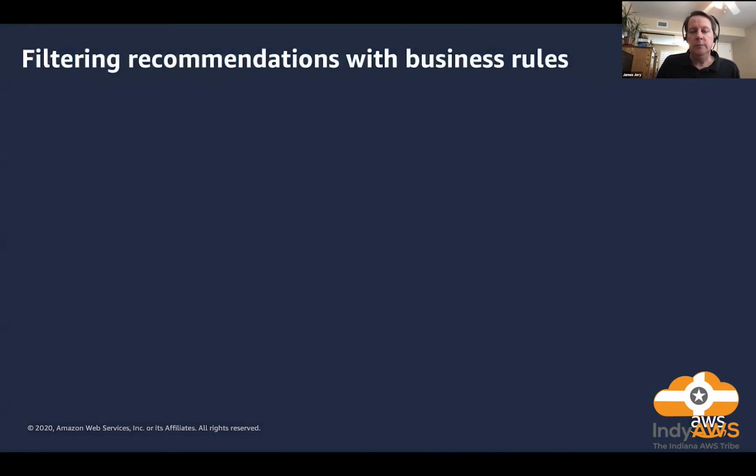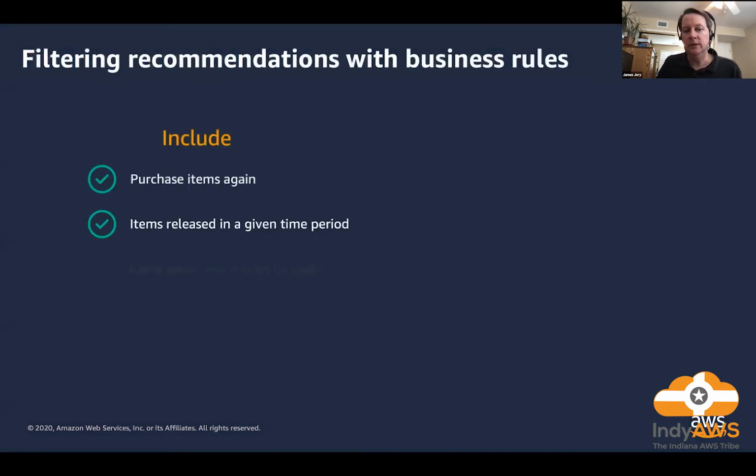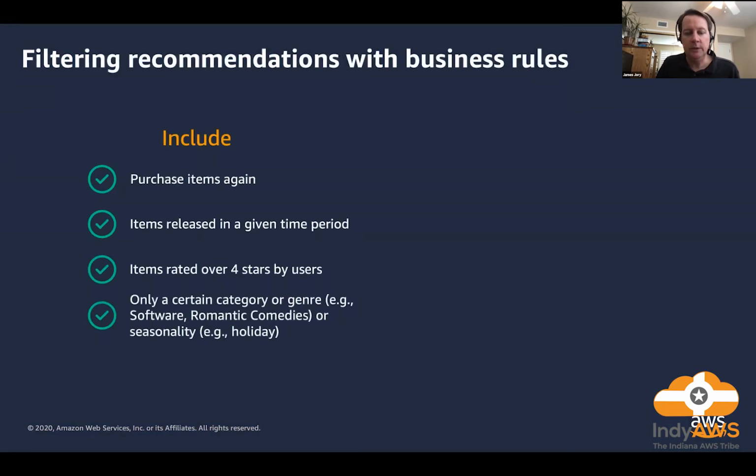Filtering on business rules, recommendations based on business rules. So you can include items. Some examples include maybe your catalog has a lot of repeat buys, where it's a consumable type product and they want to purchase items again. You can say to personalize, only include recommendations for items that the user has previously purchased. Items released in a given time period. So you could have a timestamp in your item metadata, and then in your filter expression, you could limit items to those that were created within that time frame.